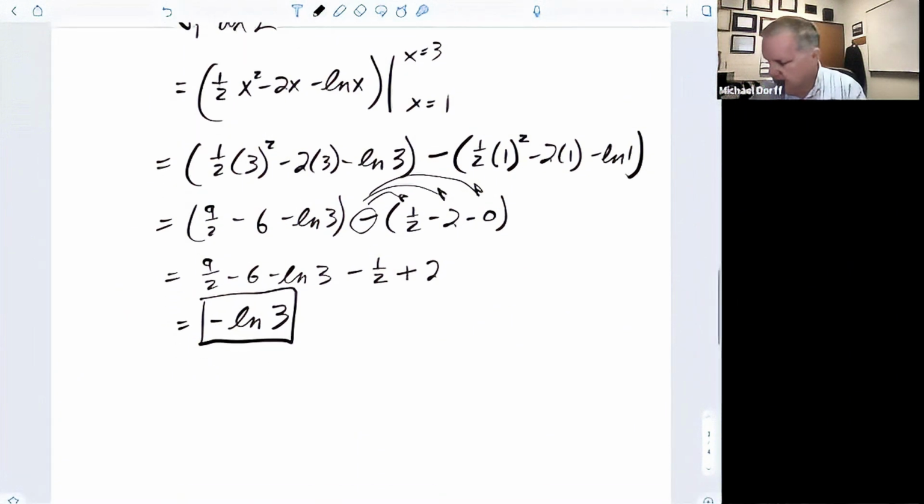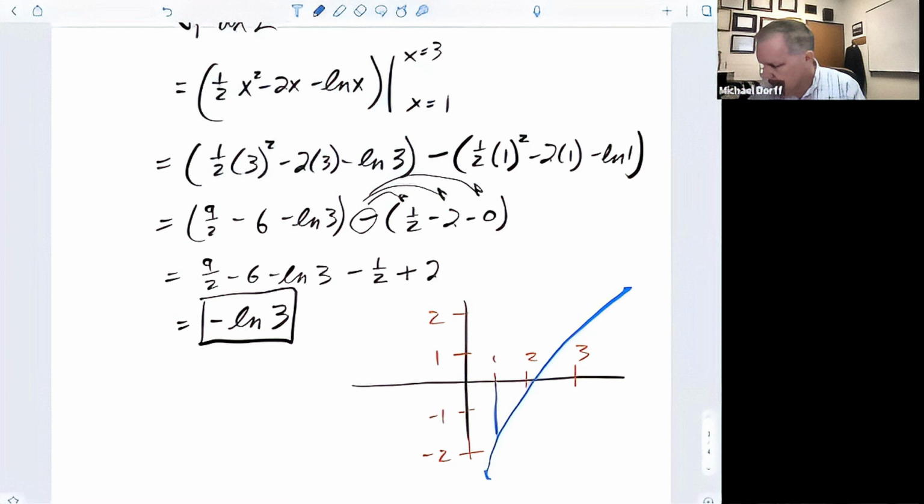And this is true if I were to graph this function here. It's going to look something like this. The integral's from 1 to 3, and I have more area underneath here than I do here. It may not look quite like it when graphed, it looks a little bit more like this. So I have more area below than I do above, and that's why you have a negative number.